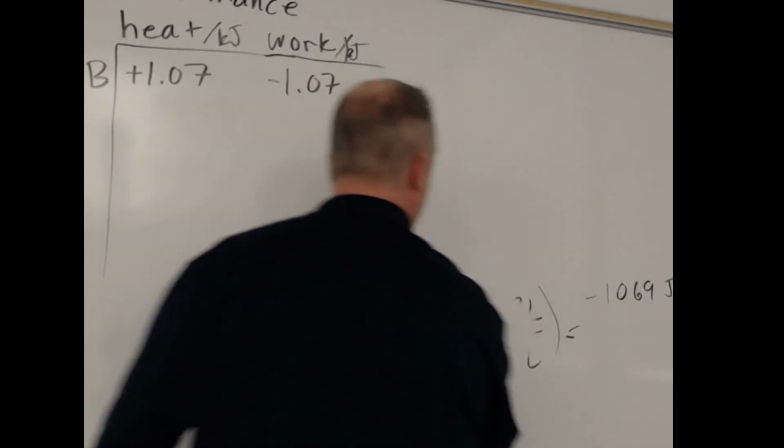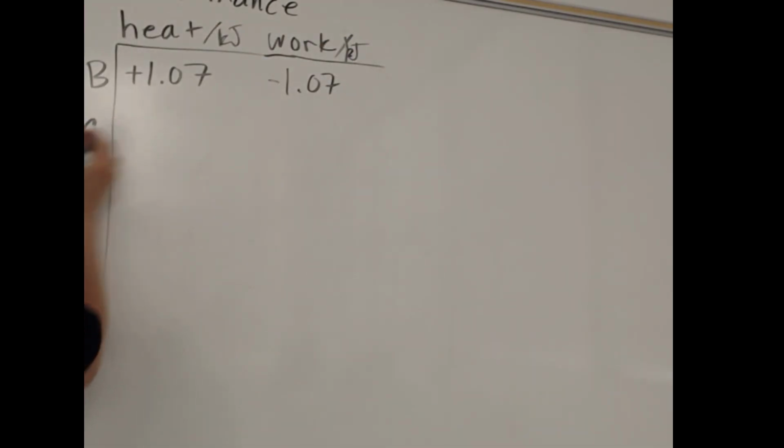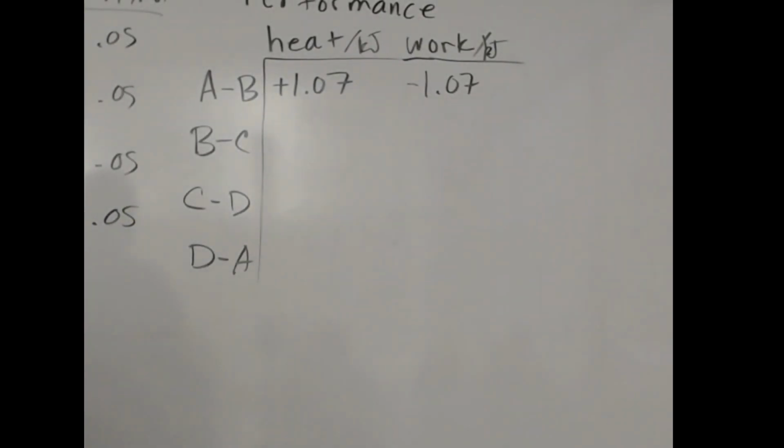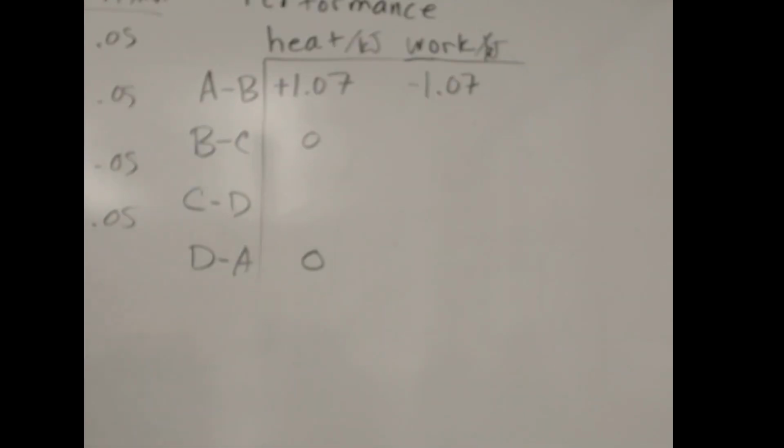This would be the adiabatic expansion going from B to C. All right, so B to C. We could actually, let's do C to D here and D to A. We know two of these values are 0. The adiabatic expansions and compressions, because it's adiabatic, you have 0 heat. So we could put 0 here and 0 there, because they're adiabatic.